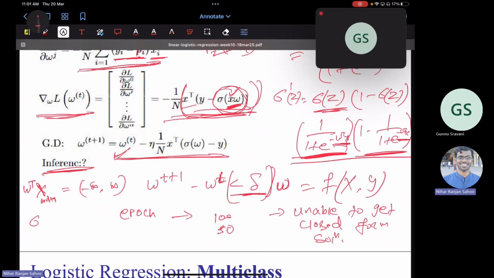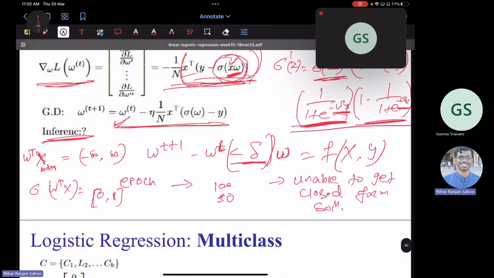Now what you do, you apply sigma to this W transpose X, you will get something between 0 to 1, both inclusive. Now you make a decision. If it is greater than or equal to 0.5, it belongs to class 1. Less than 0.5, it belongs to class 2. So this is your decision making during inference time.